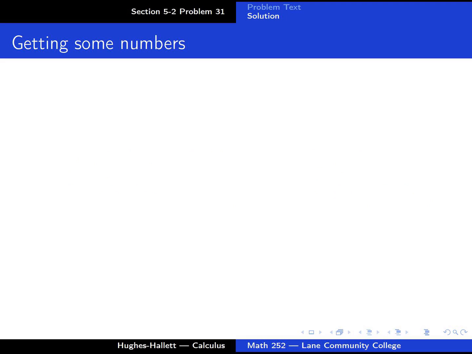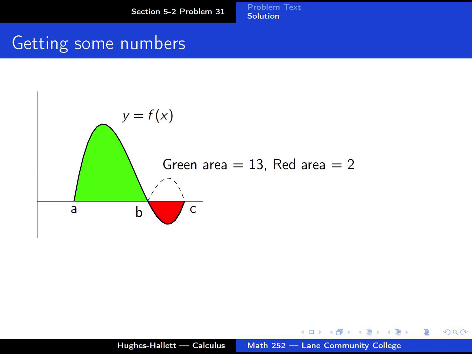So let's go back to looking at our picture. There's our function. There's our green area, which we happen to know is 13, and our red area, which we happen to know is 2. And I put in a little dashed line there up between b and c, and I'll explain that in a minute. So now let's take a look at these four integrals we're supposed to be calculating.